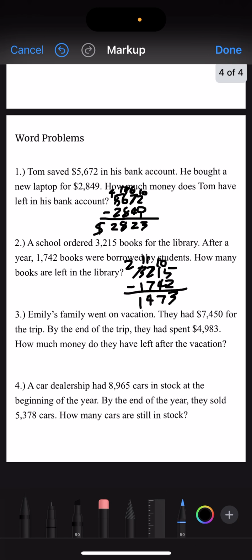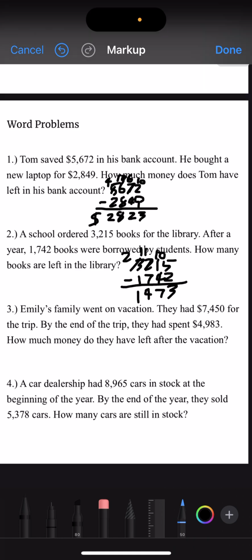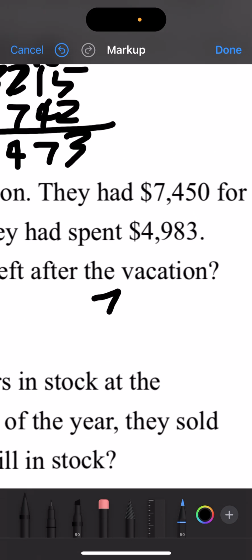Emily's family went on a vacation. They had $7,400 for the trip. At the end of the trip, they had spent that much. How much money do they have left after the vacation? So they're spending money, so we're gonna be subtracting from the total amount. And they spent $4,983.